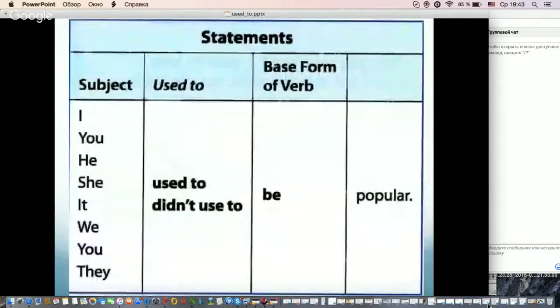All right. So the pattern and the way we build sentences using "used to" is very, very simple. So first of all, we put the subject, then goes "used to", and then we use the verb "to be" or any other word and all the other parts of the sentence. So thus we have the following thing. I used to be popular.